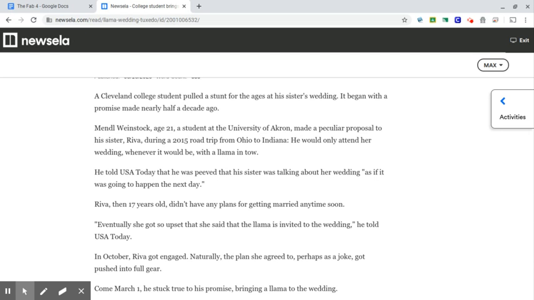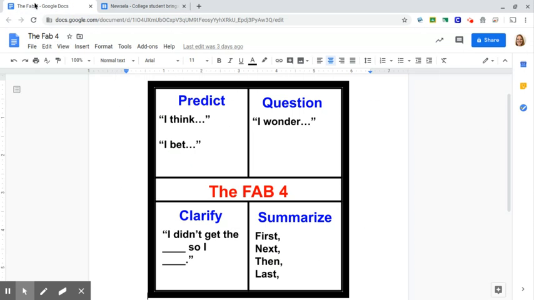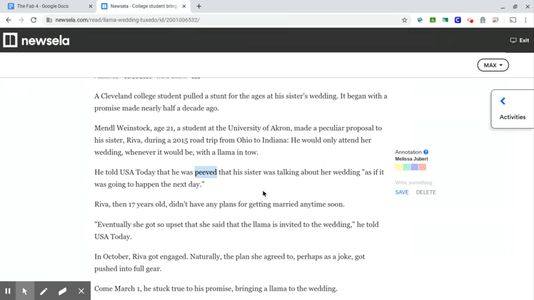All right, let's stop for a second. I see a word I don't know. It's right here, peeved. So I said that this would be a question box. I wonder what peeved means. I haven't heard it. I don't understand it. So let's reread these couple sentences to try to figure it out.